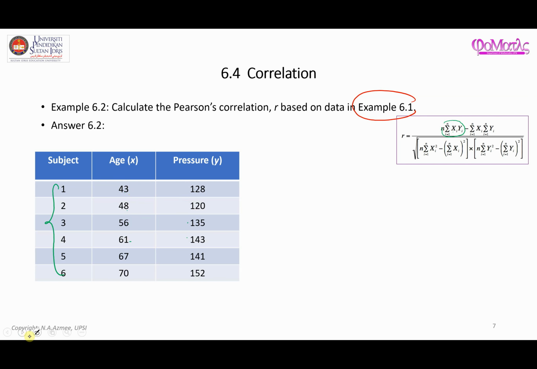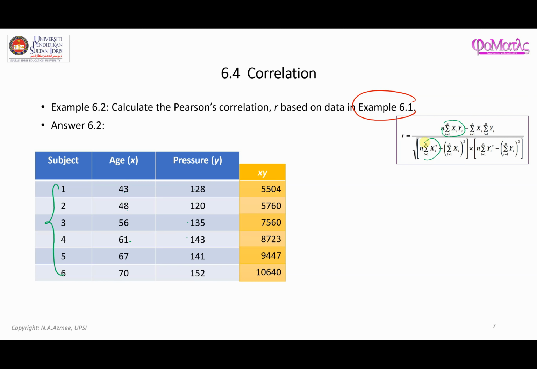So let us create a column for that, x and y together. 43 times 128, this is what you get, and so on. 70 times 152, this is what you get. So that is the process of getting the values of xi multiplied with yi. Okay, so this one, well, we don't need this one yet. How about this one?